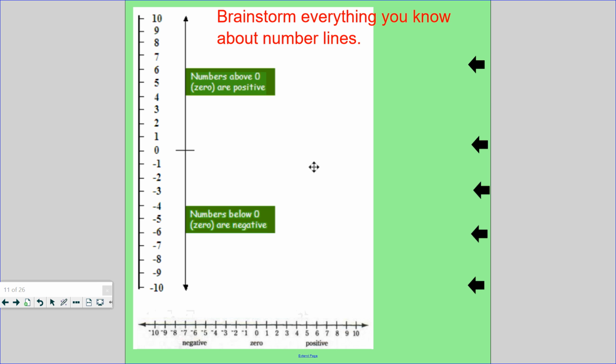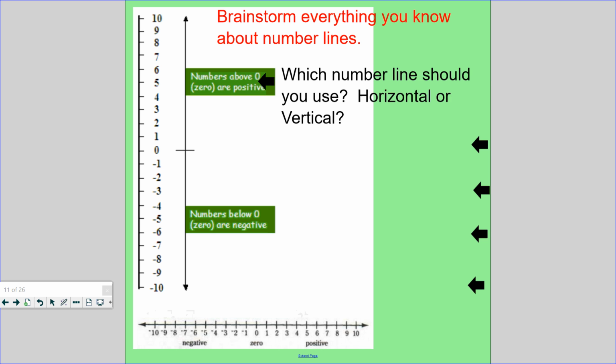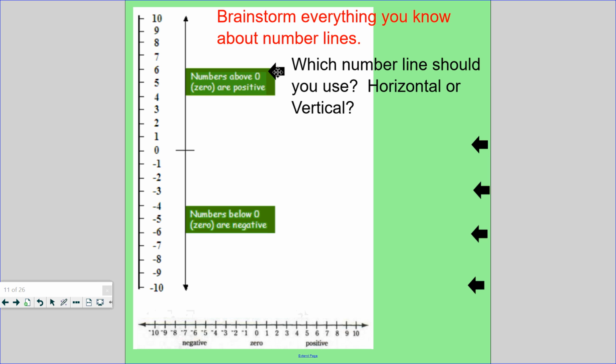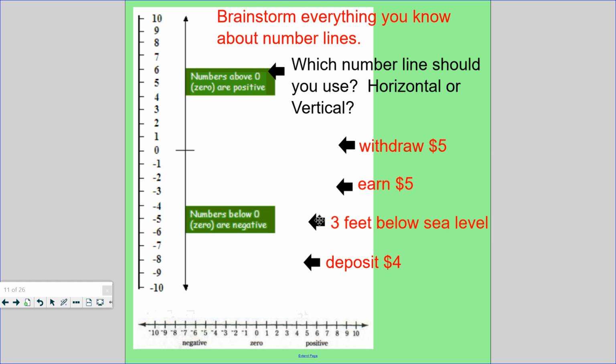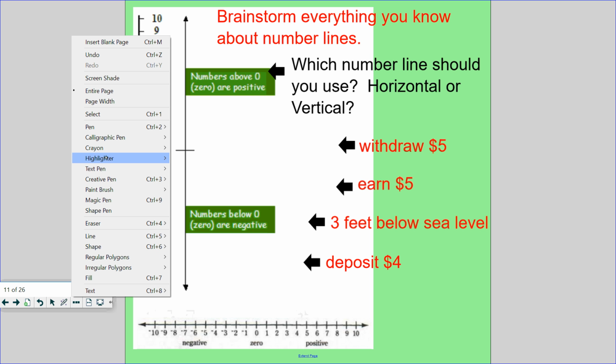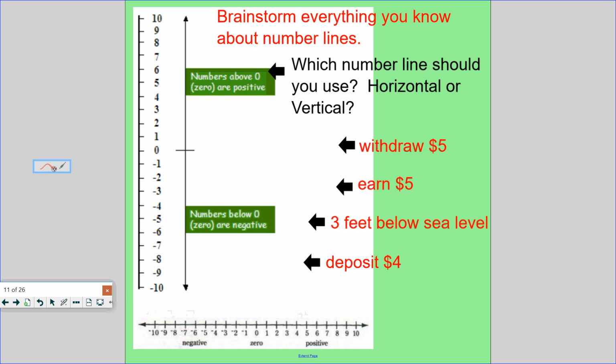So, which number line should you use? Horizontal or vertical? It really doesn't matter. It depends on the scenario. So we have 4 scenarios right here. If someone says, I withdrew $5, what does that mean to you? It means I took out $5. Is that negative or positive? That's a negative. So how would you represent that?